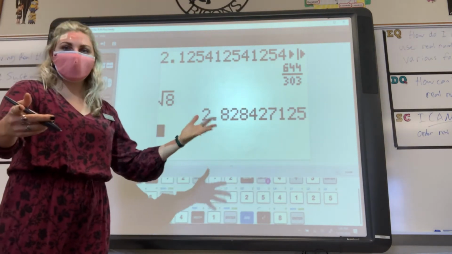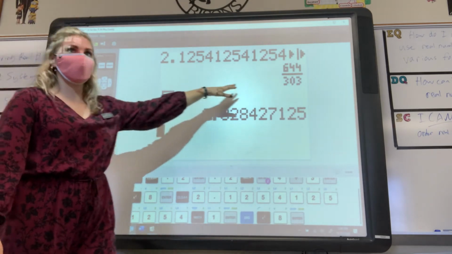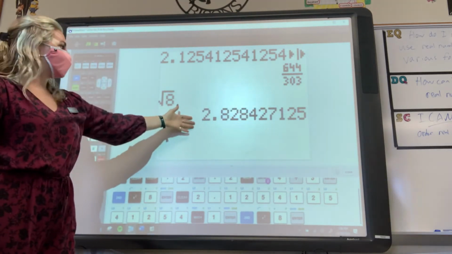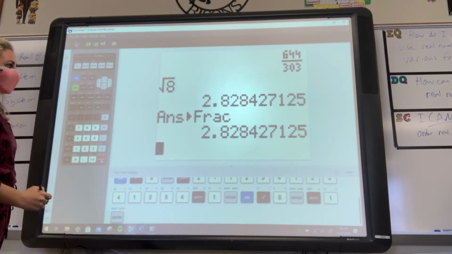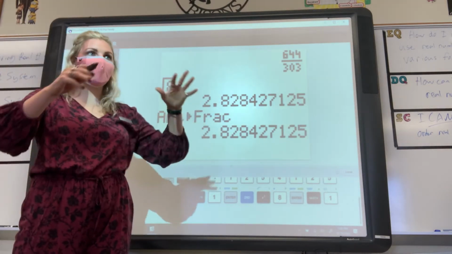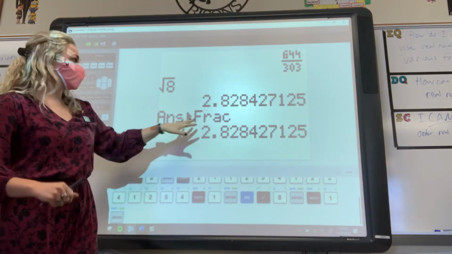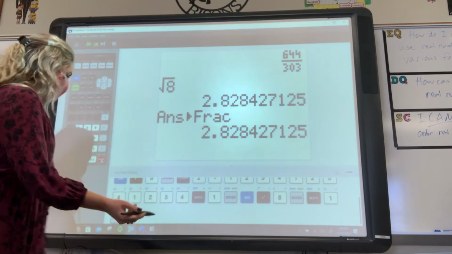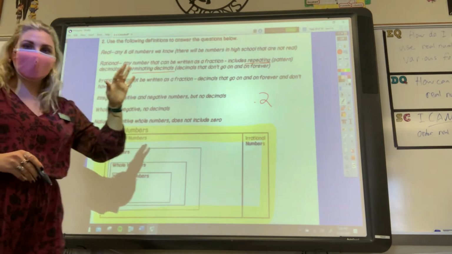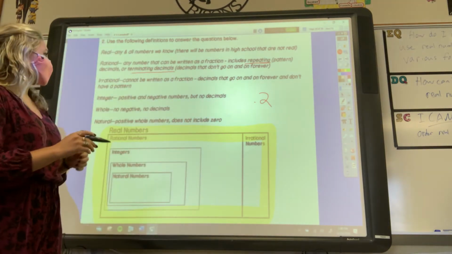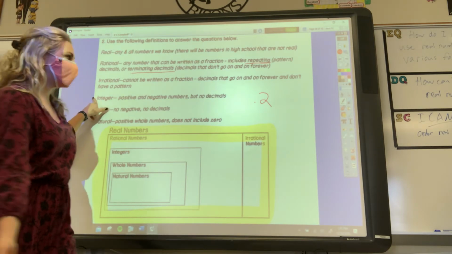So another way you can check, just like Mr. Campbell did, when he took this crazy long decimal here and pushed math 1 and then pushed enter, it gave us a fraction, right? So I could even take this decimal and do the same thing, math, and my decimal stayed a decimal. So that's just one more way to check. If I wasn't sure if there was a pattern, you can use your calculator to check if it's an irrational number. If it turns into a decimal, it's going to stay a decimal forever and ever and ever. All right, our next definition is integer, and that is our positive and negative numbers, but no decimals.